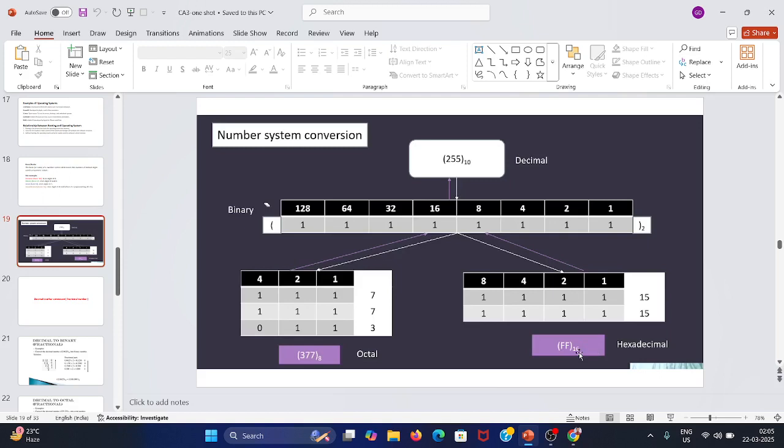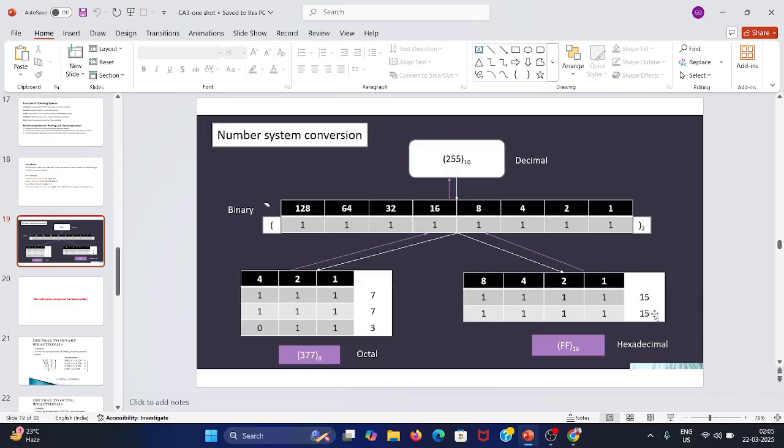So at first, make 4 boxes. After that, take the first digit and represent it in the 4-place format. You have to use the 4-bit format. In the case of F, it means 15, so you have to convert it to binary format. So convert 15 to binary. If you convert, you will get 1111.